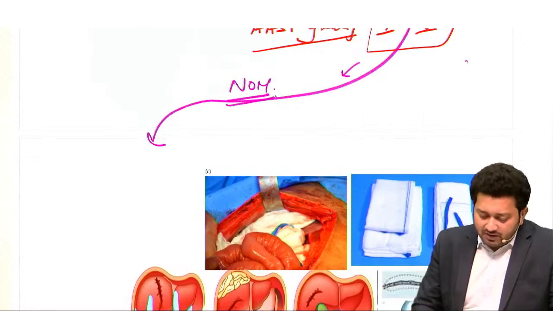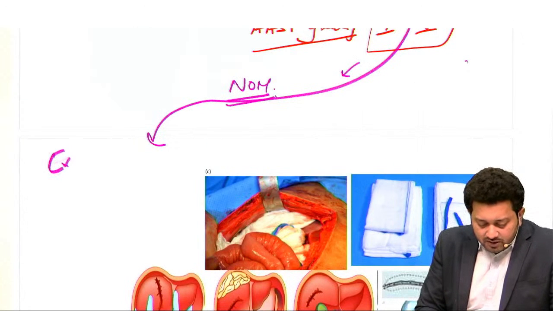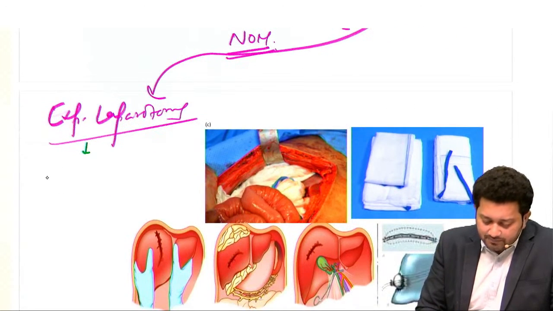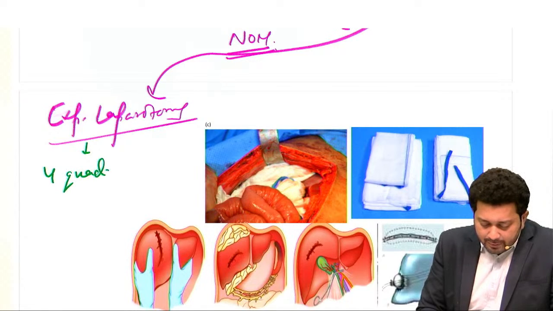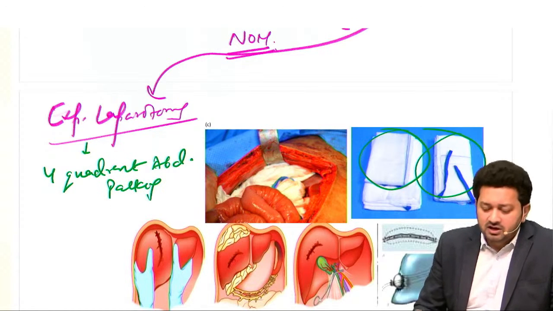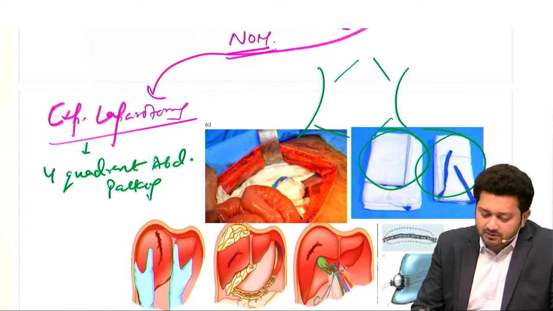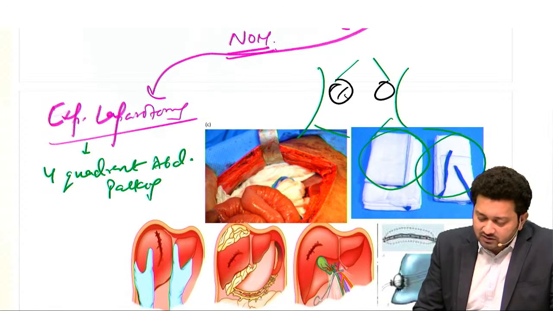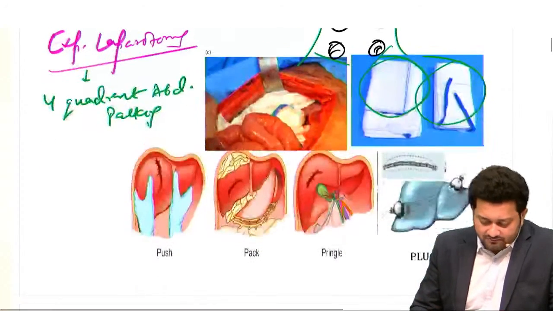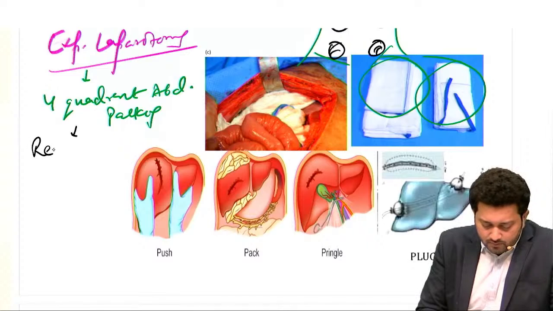So in surgery, the first thing is exploratory laparotomy. You open up the patient. After opening up the patient, the first thing is 4-quadrant abdominal packing. See, these are the abdominal packs. Suppose this is the patient. When you open up the patient, you put lots of these packs in all the 4 quadrants. Then remove the packs one by one.